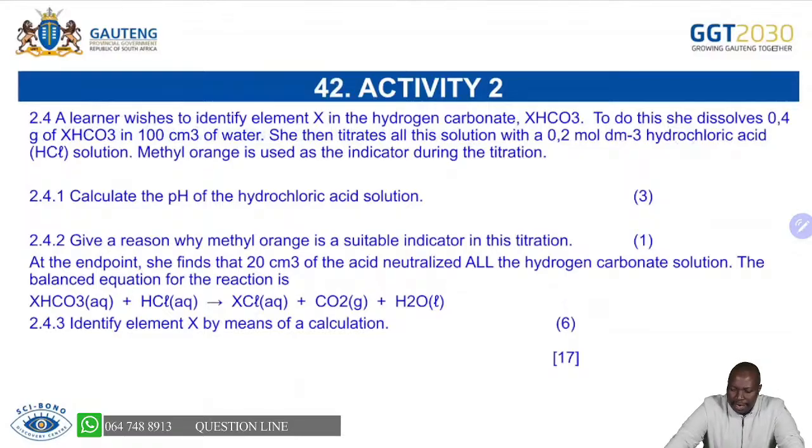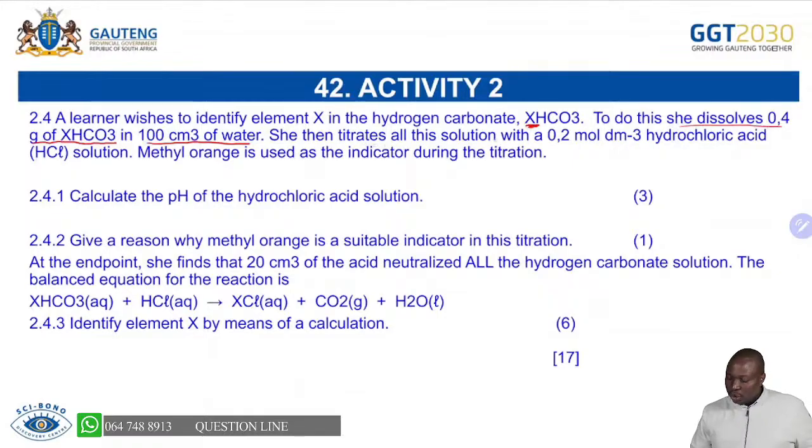Now, yes, we have a real question coming. He's saying Elena wishes to identify element X in the hydrogen carbonate. So you can see we have X here. We don't know what metal or what substance that is, so the learner now has to identify that metal or that substance. To do this, she dissolves 0.4 grams of XHCO3 in 100 ml of water.